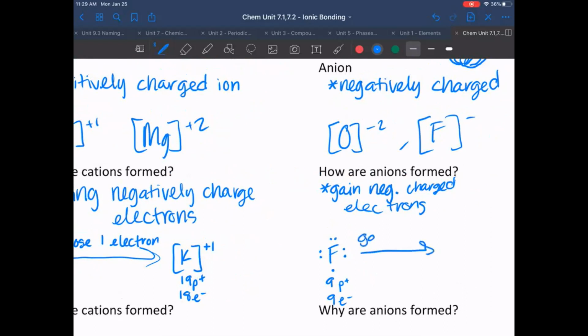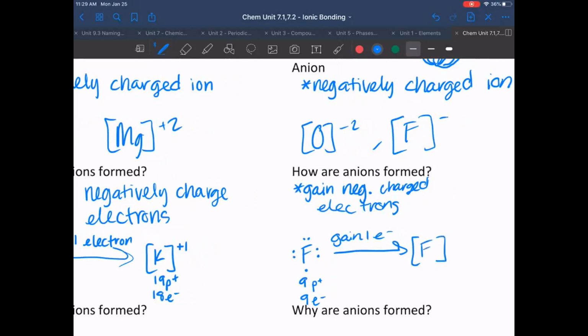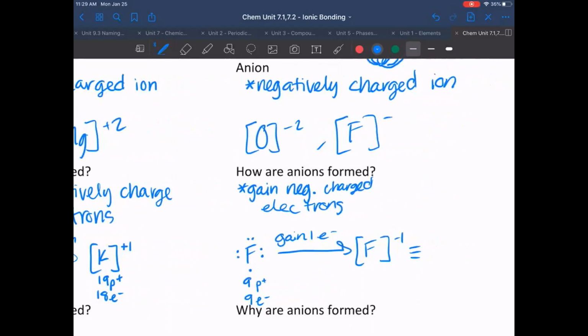I'm going to make it gain 1 electron. How I would write this is with F and then -1 as its superscript, because we gained 1 negative electron. And if fluorine gains an electron, its new electron dot structure would look like this. Exactly. And so these are the next 2 questions: why are cations formed, and why are anions formed? What rule do you think it has to do with? The octet rule. Yes, exactly. So to finish this off, we still have 9 protons, but now we have 10 electrons.